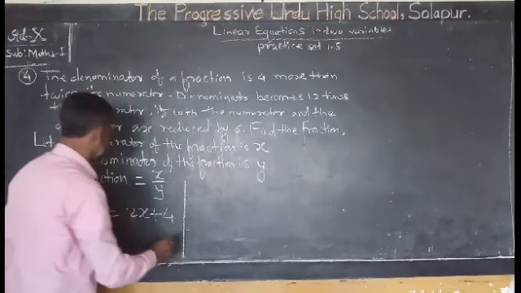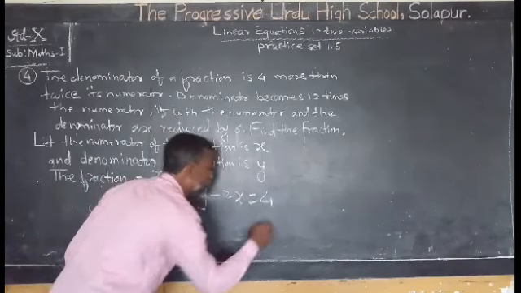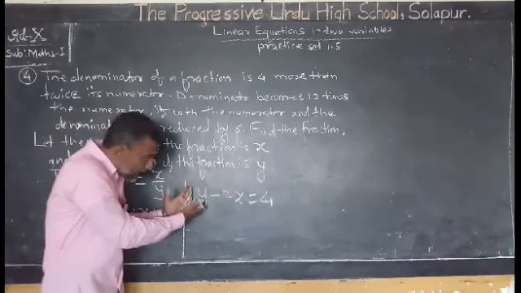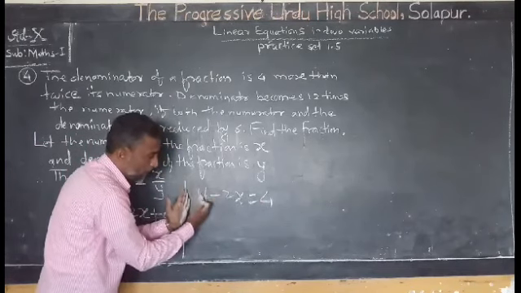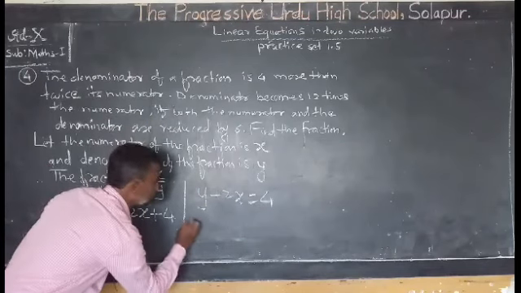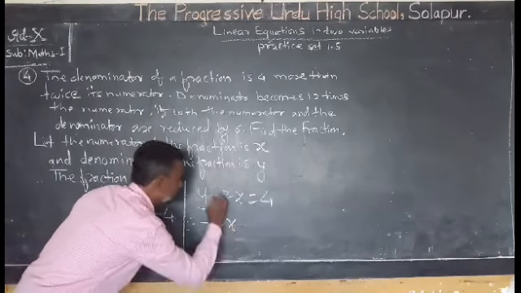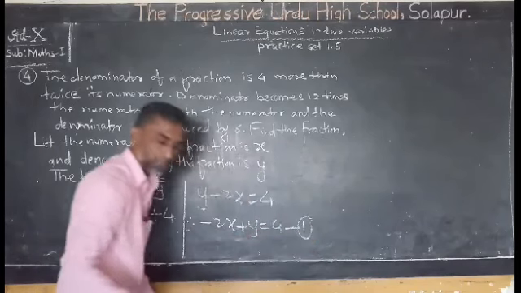I am going to write, look at the blackboard. This is y minus 2x is equal to 4. That means y is 4 more than twice its numerator. That means y minus 2x is equal to 4. Therefore, minus 2x plus y is equal to 4. This is equation number 1.